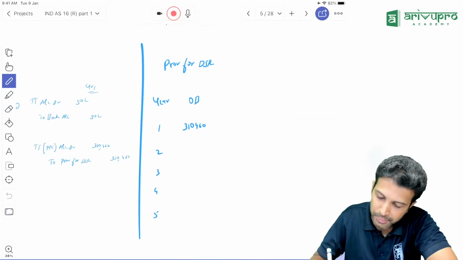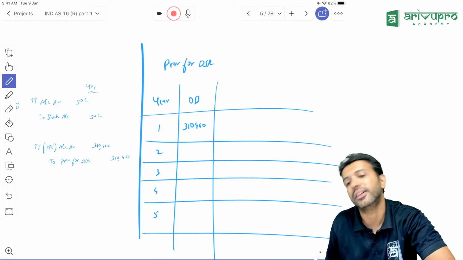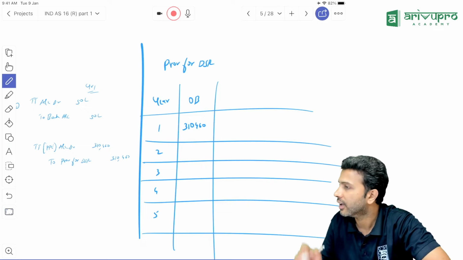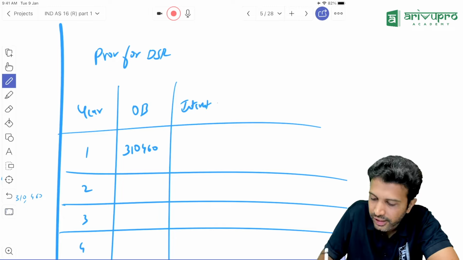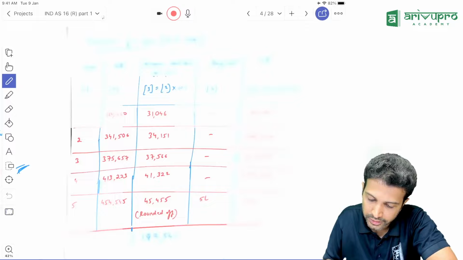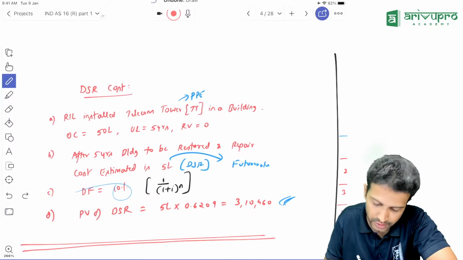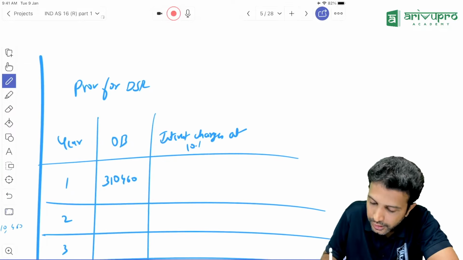Now, this table is trying to give you the finance charges for every year. How much is the interest charge for every year. So, it's a very simple calculation. Interest charges. Sir, what is the discount factor here? In this case, what is the discount factor they gave? Discount factor is 10%. So, the finance charges you will book at the rate of 10%.